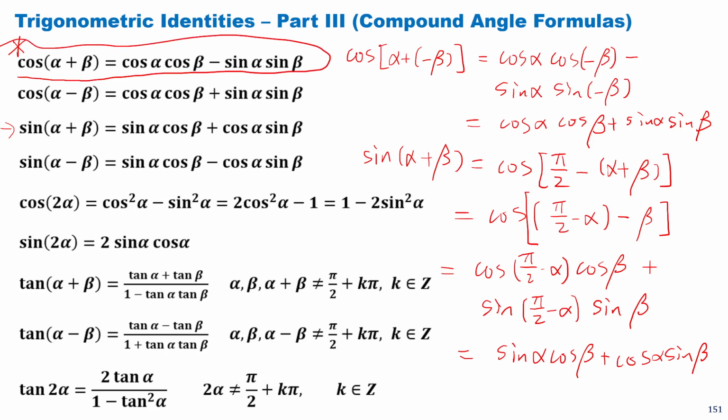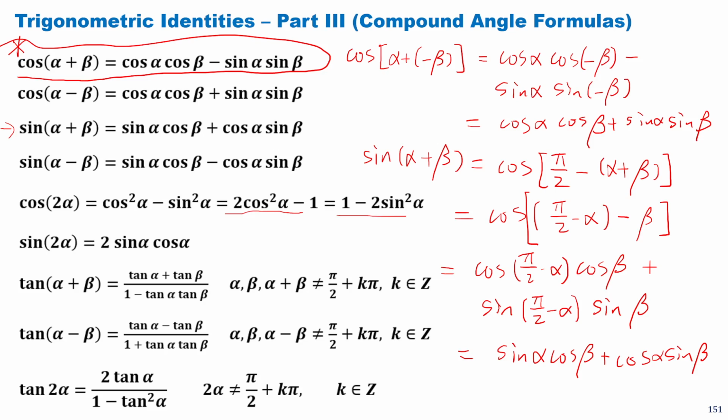Next, cosine 2 alpha. Basically you can let beta equal alpha, right? You can treat this as cosine alpha plus alpha. Again, after simplification, this gives you cosine alpha squared minus sine alpha squared. Or we know cosine alpha squared plus sine alpha squared equals 1, so you can substitute either cosine alpha squared with 1 minus sine alpha squared or sine alpha squared with 1 minus cosine alpha squared. Therefore, we have two other formulas here that also equal 2 cosine alpha squared minus 1 equals 1 minus 2 sine alpha squared. And similarly, you can prove sine 2 alpha equals 2 sine alpha cosine alpha.